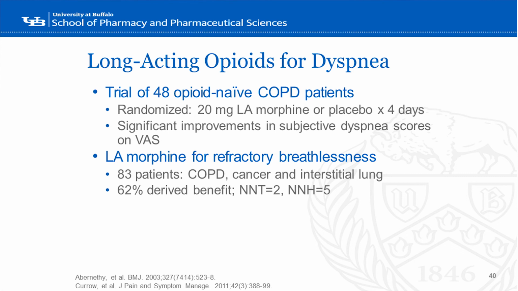Another one in another group that included COPD, cancer, and interstitial lung disease patients where 62% of the patients derived benefit, and the resulting number needed to treat was only 2. So only 2 patients were needed to be treated for 1 patient to have relief. One of the concerns, though, with using opioids in dyspnea is the potential for respiratory depression.